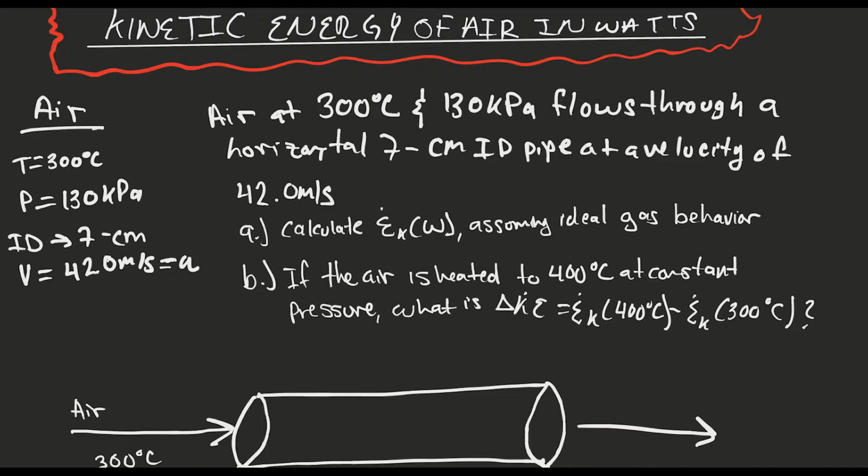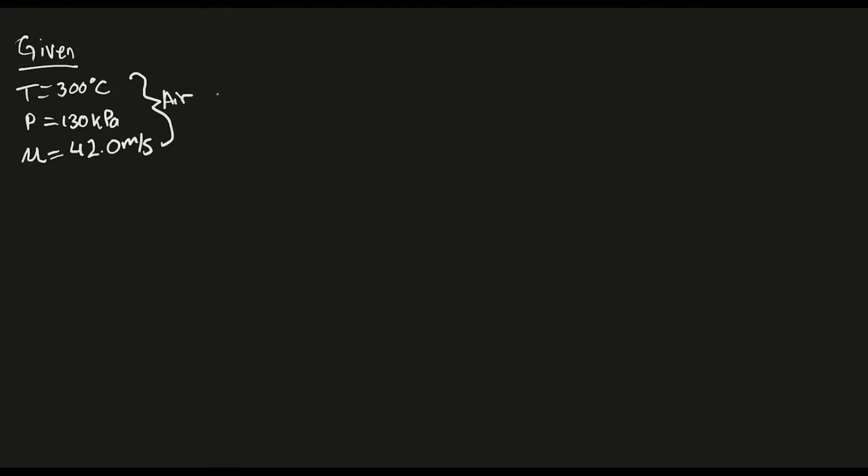So how do we even approach this? Well, let's write down the information we're given. Let's draw our little diagram, and then I'll show you how to approach the problem. So, given, we're told that the temperature is 300 degrees Celsius, right? We're also told that the pressure is 130 kilopascals. And we're also told that our velocity, which is noted by mu, equals 42.0 meters per second.